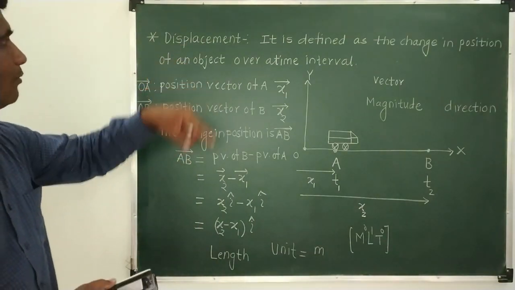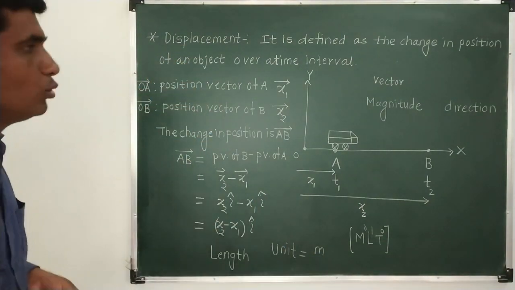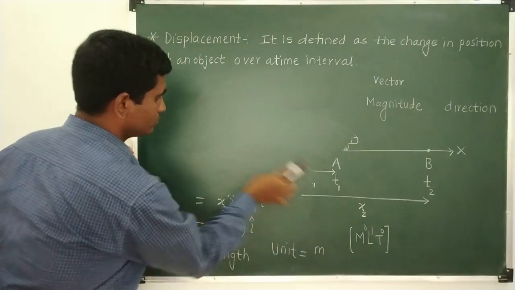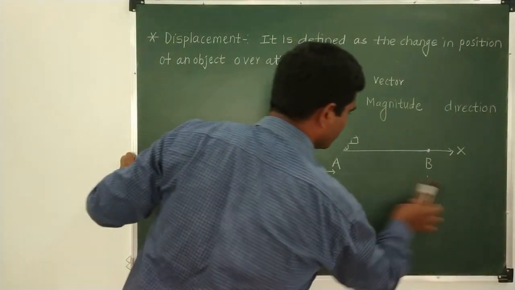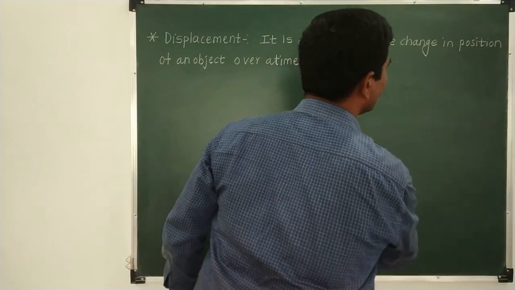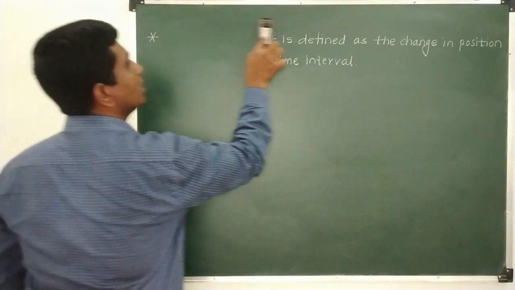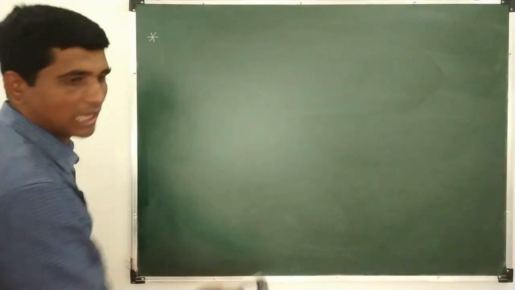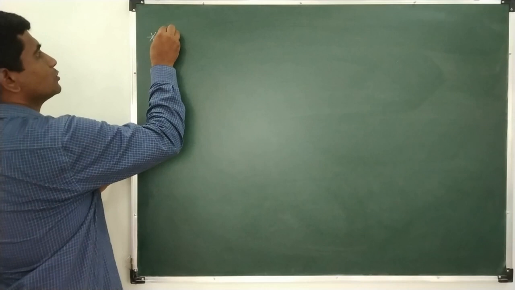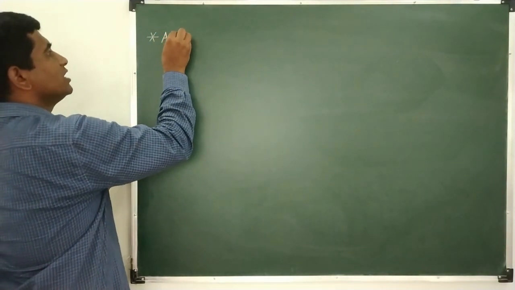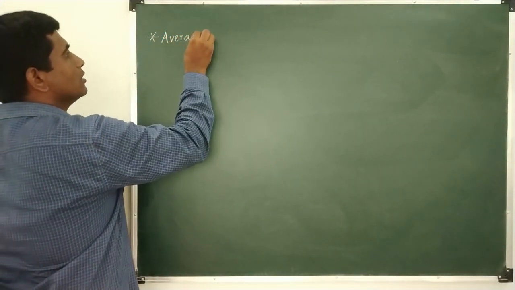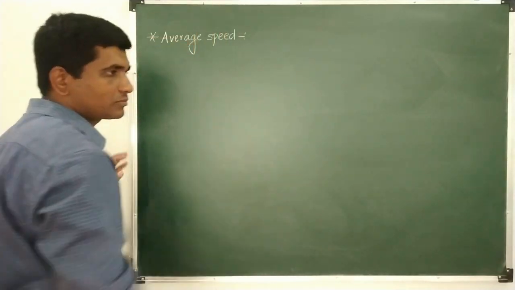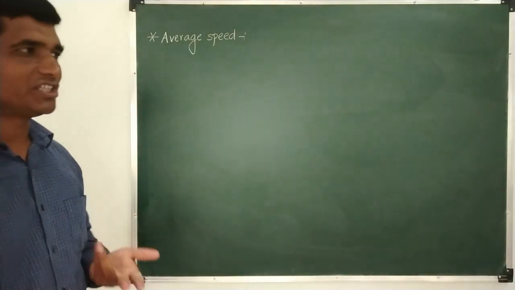Okay, I hope you have understood what displacement is. Now we'll move to the next term, which is speed. Let us start with the second term, which we'll be discussing now, which is average speed. Now what is average speed?